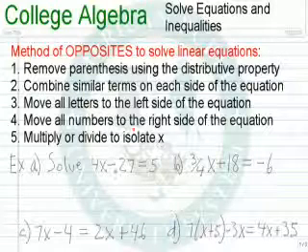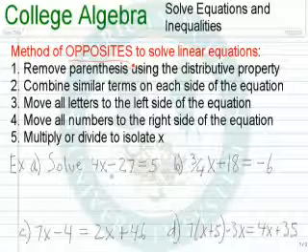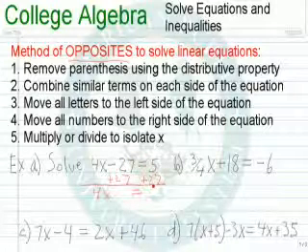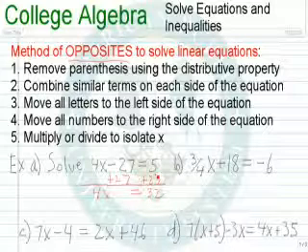So we do that by, since this is the method of opposites, we take the opposite of minus 27, so we're going to add 27 to both sides of the equation. As long as we do the same thing to both sides, we're allowed to do whatever we like. So 4x, these cancel out, we get a 0. The equal sign falls straight down. 5 plus 27 is 32. Now we've moved all the numbers to the right.